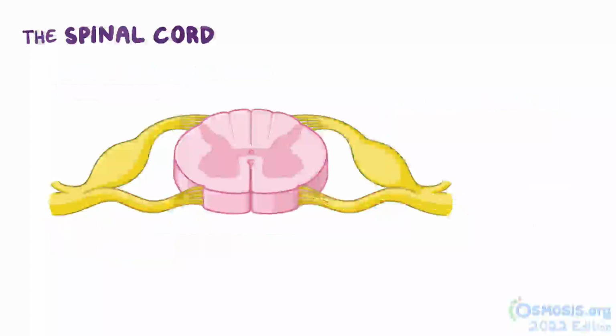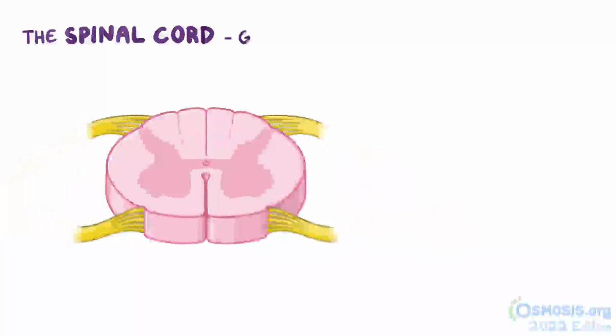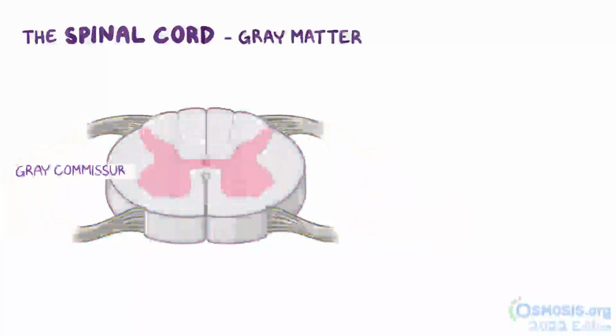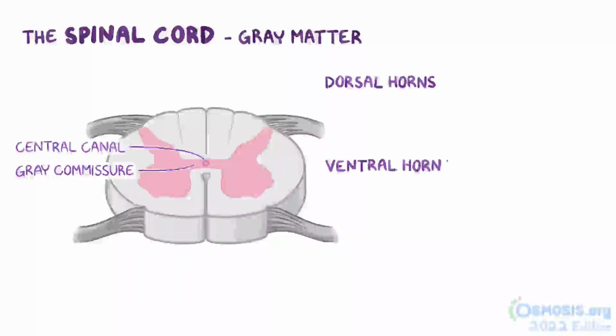Now, on a transverse section, the spinal cord has an area of gray matter shaped like a capital H in the middle. The gray matter is subdivided into the gray commissure, which is the strip connecting the two halves of the spinal cord that surrounds the central canal, and the peripheral regions, known as horns. There are two ventral and two dorsal horns.